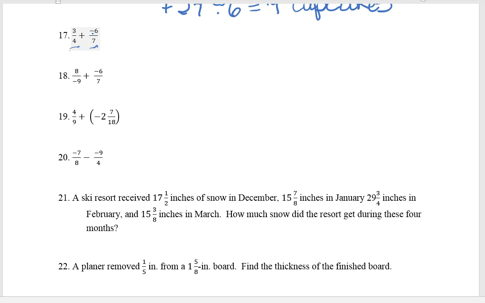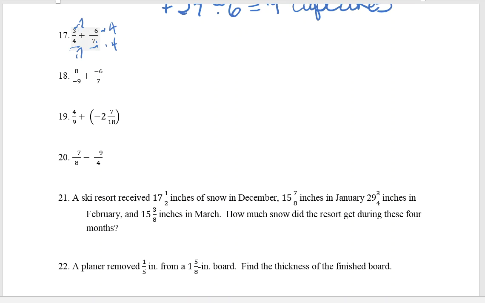so we must have a common bottom in order for them to go together. The easiest way to get a common bottom is to take the 7 that's on the second one and multiply it by the top and the bottom on the first fraction. And then take the 4 on the first fraction, multiply it by the top and the bottom on the second fraction. Now the multiplying is to get the common number, and if I do it to the bottom, I have to do it to the top.